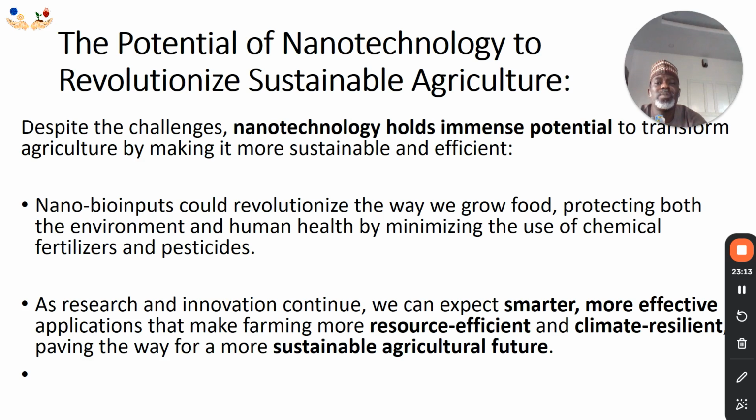Despite challenges, nano holds immense potential to transform agriculture by making it more sustainable and efficient. Nano bio inputs could revolutionize the way we grow food and protect the environment and human health by minimizing the use of chemicals like fertilizers and pesticides. As research and innovation continue, we expect smarter applications that will make farming more resource efficient and climate resilient, paving the way for a more sustainable agricultural future.